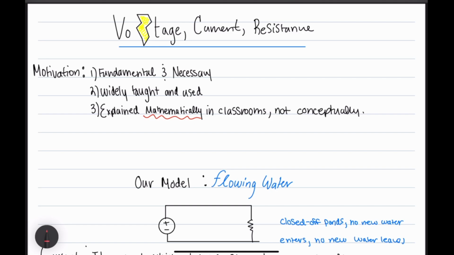Now, we first need to motivate ourselves as to why it's important to learn this and understand it. There's three reasons, I think. The first one is it's fundamental and necessary. Voltage, current, resistance underpins every single different electronic device we use: cars, toasters, microwaves, Xboxes, etc. And it's necessary to understand it in order to apply it when you're working, in school, or in college.